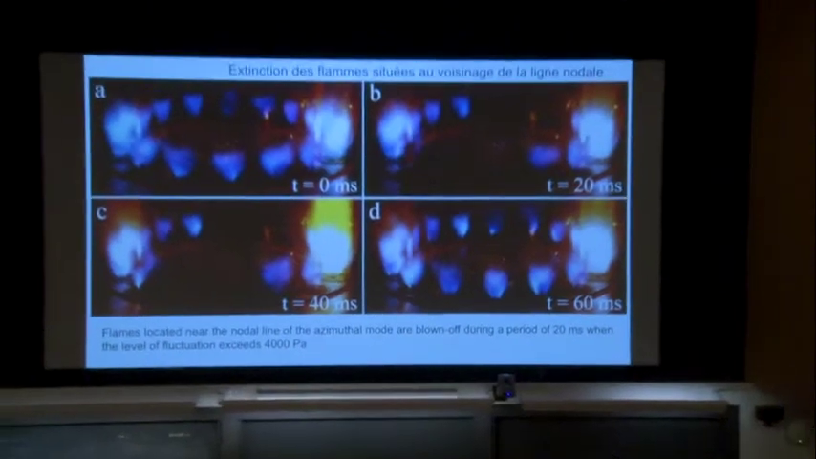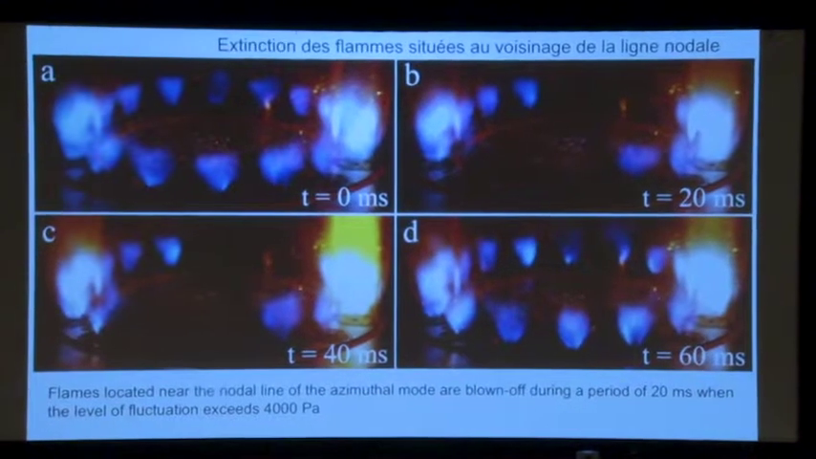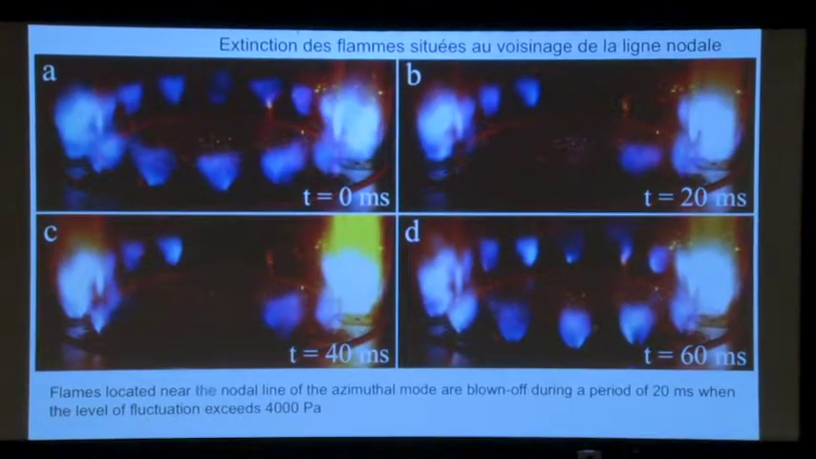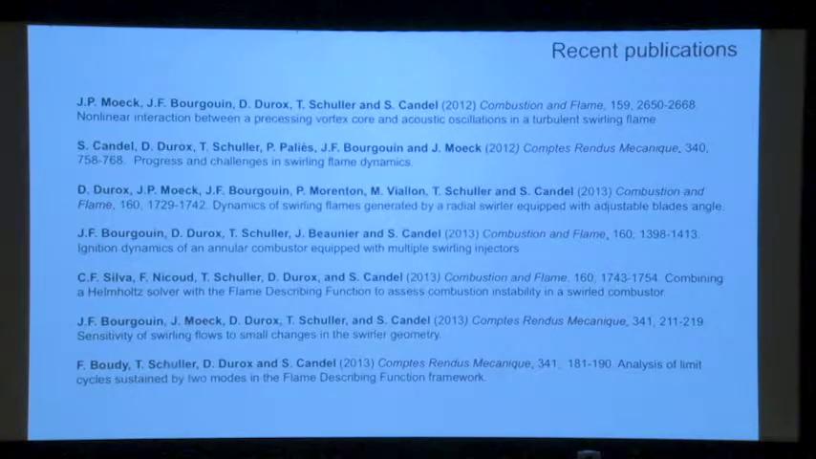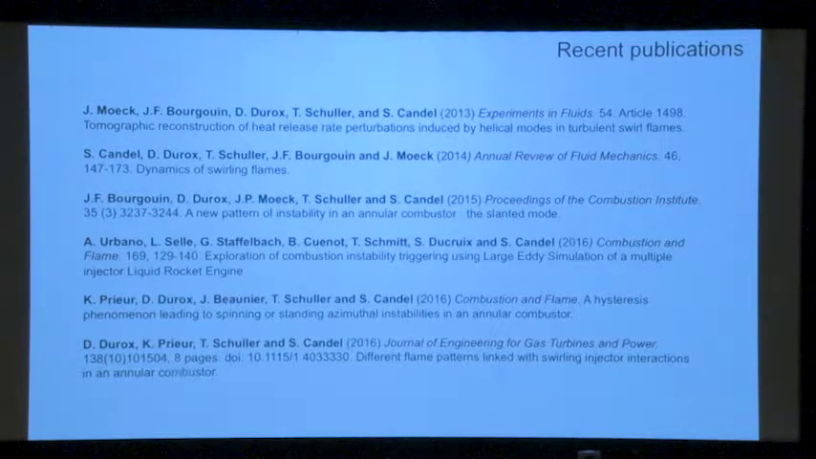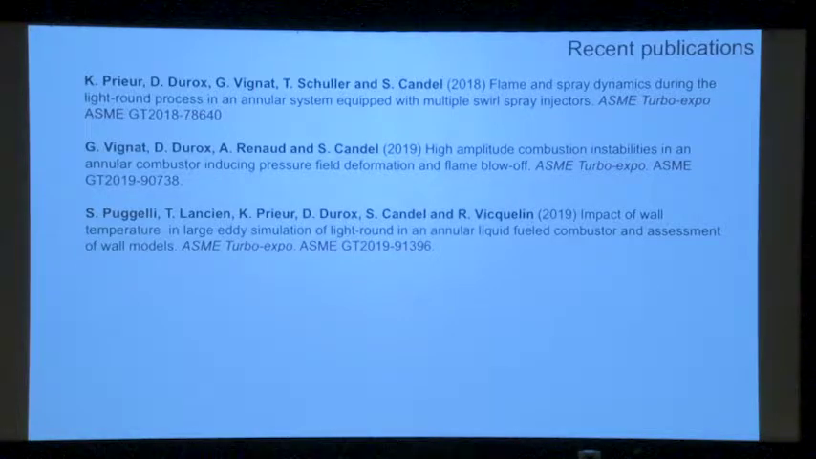So this shows it in color. You can see that the flames here are blown out right here. And then they come back. After a while, the amplitude decreases and it starts again. All right, this gives you a list of our publications. So there was a lot of things to say, and it's all in these papers. This is just a very brief summary. But each of them is a new piece of work.